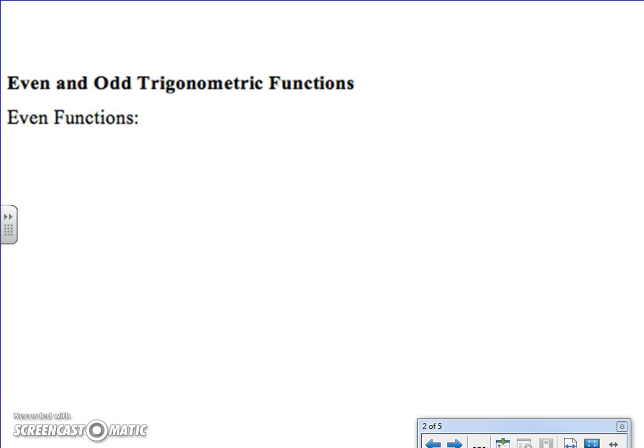Alright, as far as trig functions go, there are two even trig functions, cosine and then secant. So let's think about cosine here for a second. Cosine is the x-coordinate, and we know x is positive in quadrants 1 and 4 and negative in quadrants 2 and 3. Secant is the exact same because they're just reciprocals of each other. The reciprocals have the same sign.